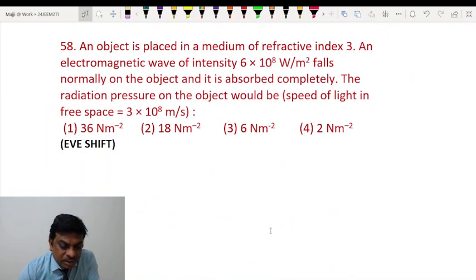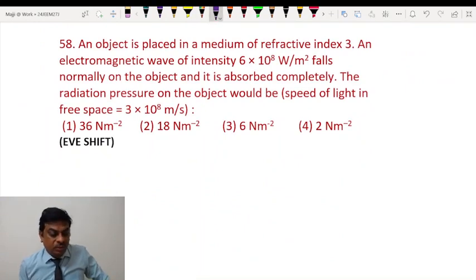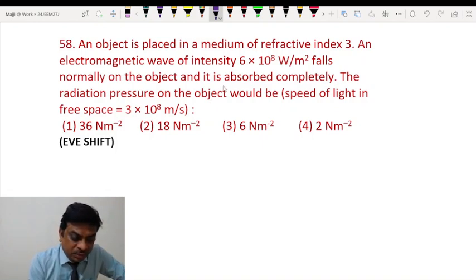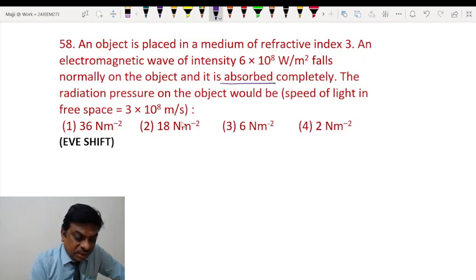An object is placed in a medium of refractive index 3. An electromagnetic wave of this intensity falls normally on the object and it is absorbed. You can note that it is completely absorbed. So the radiation pressure on the object would be. Now students, there is a simple formula for radiation pressure.